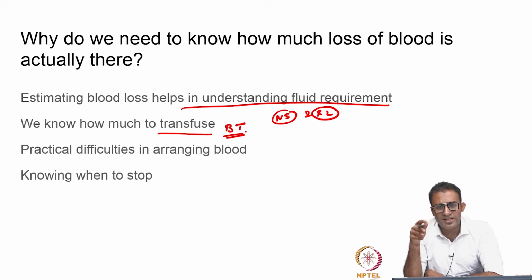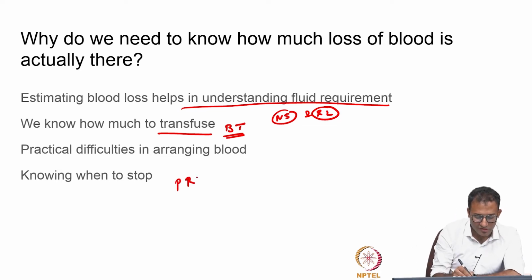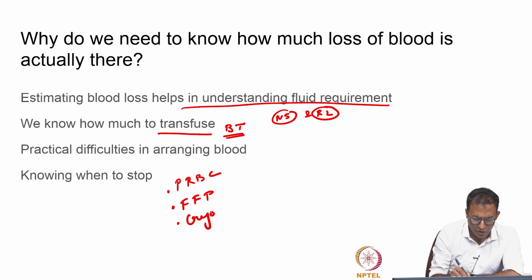There are many types of blood products such as packed RBCs, which we call PRBC, fresh frozen plasma, FFP. There is something called cryoprecipitate.